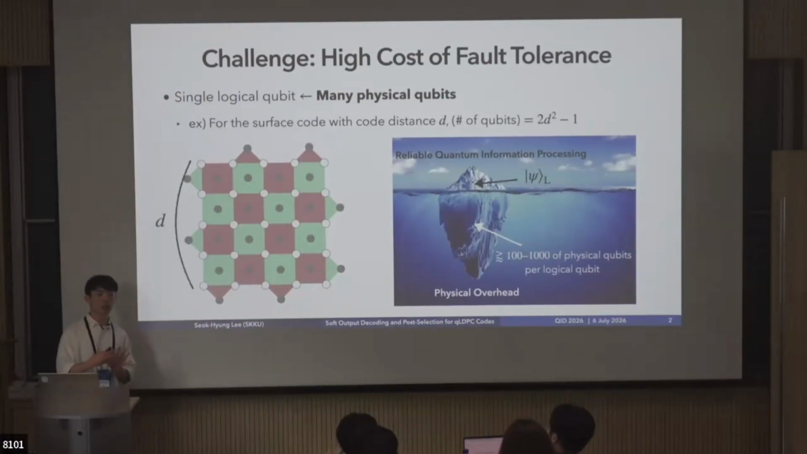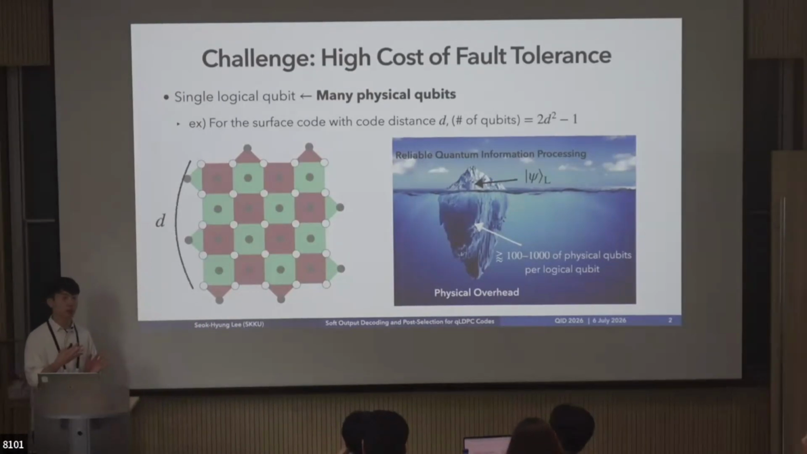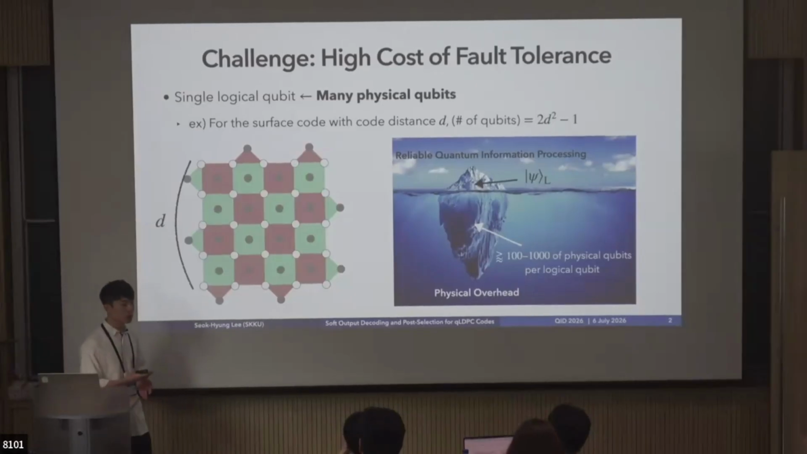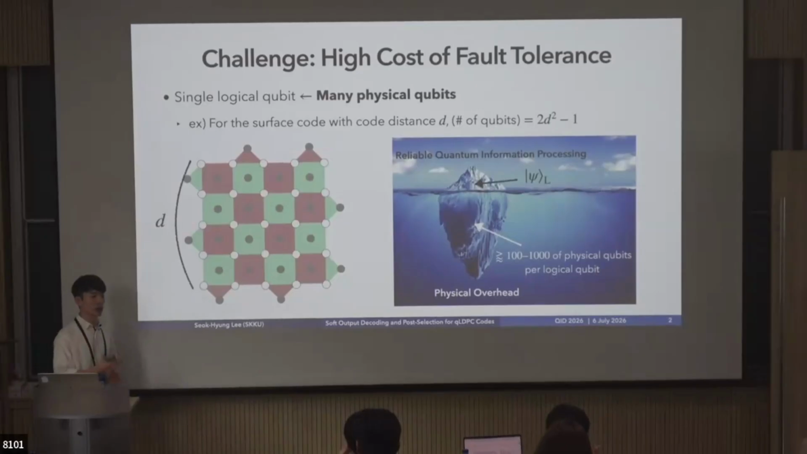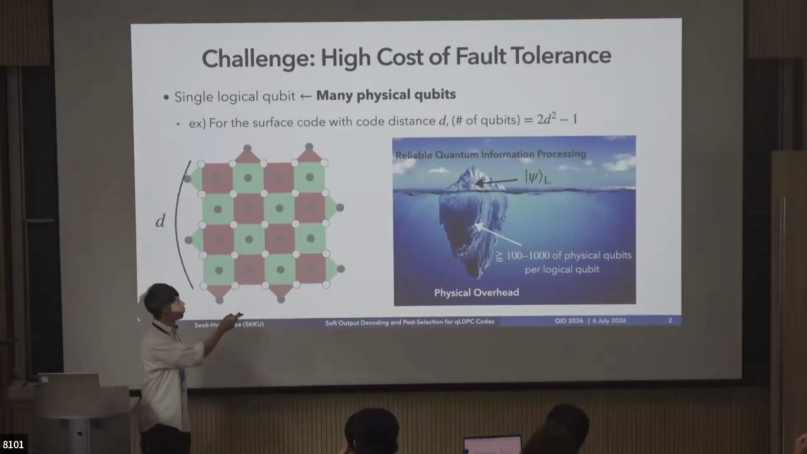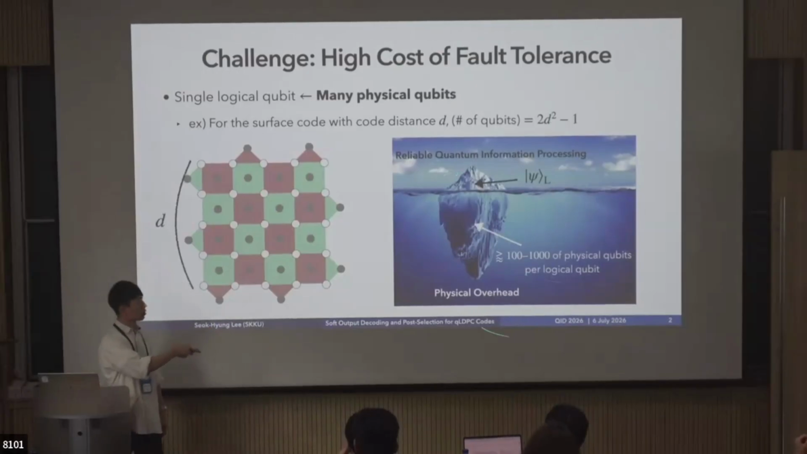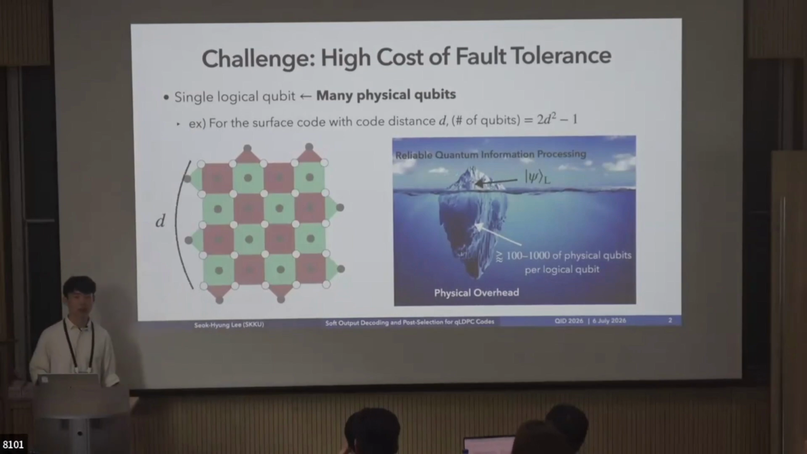If we want to do logical operations between multiple logical blocks, we need even more physical qubits. So to do reliable quantum information processing, this enormous amount of resources is a very important challenge that we need to resolve.